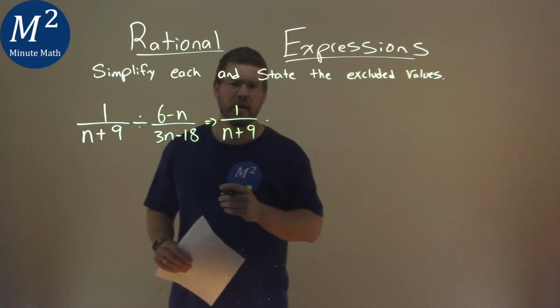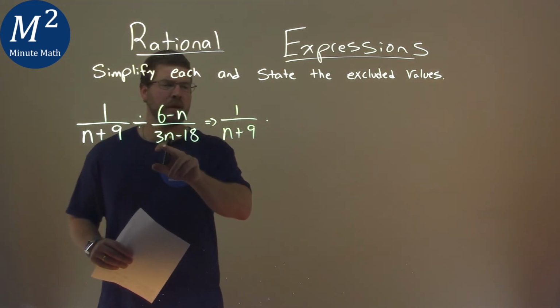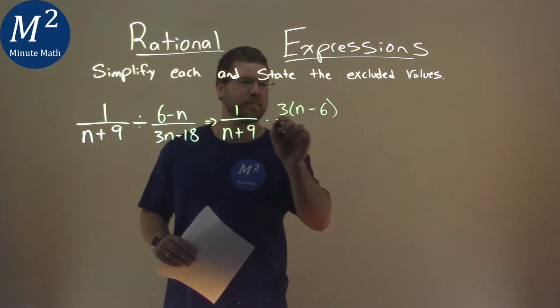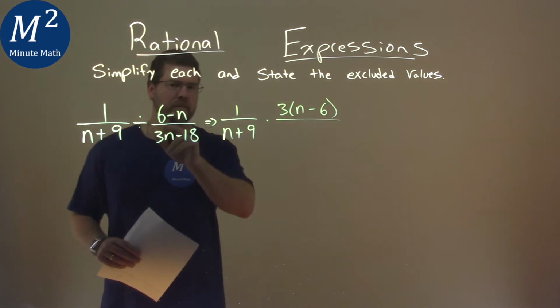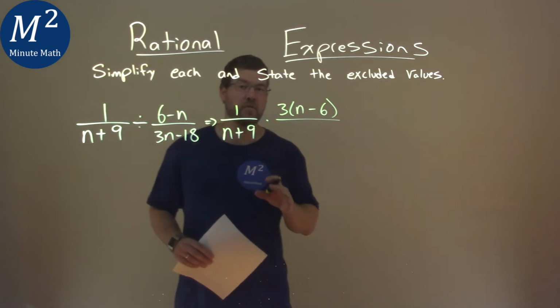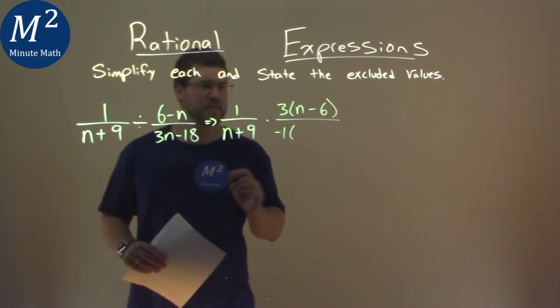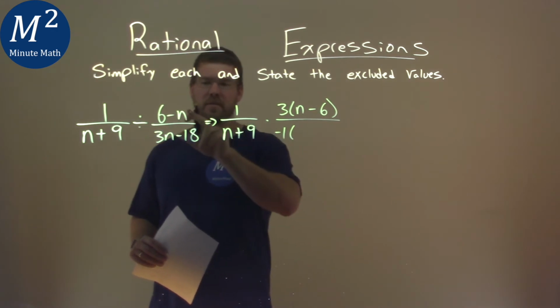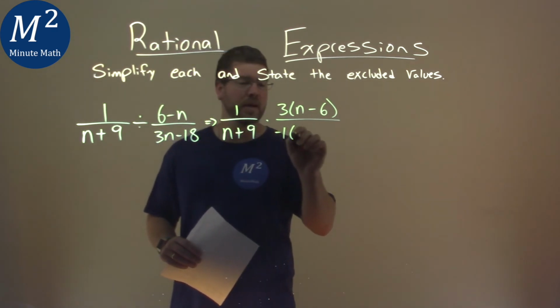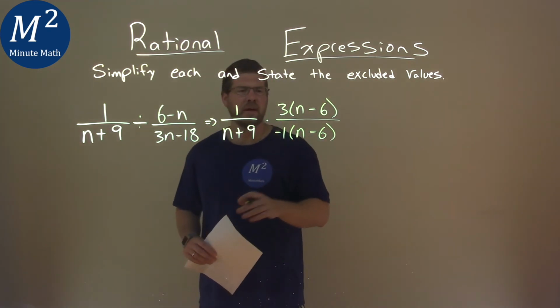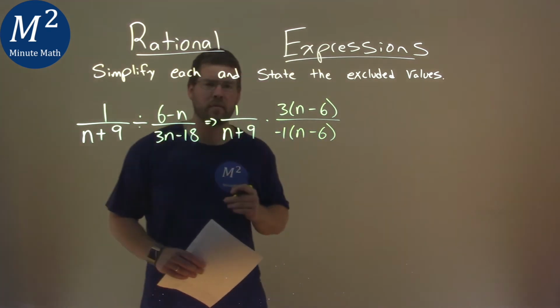And while we're doing that, let's go pull out the 3 here. So if I pull out the 3, I'm left with an n minus 6. The denominator is 6 minus n, but I'm going to be smart here and pull out a negative 1. In doing so, this 6 minus n becomes n minus 6. Hopefully you can see that. Take your time if you need to pause and look at that for a moment.